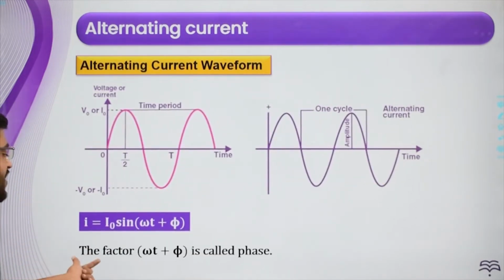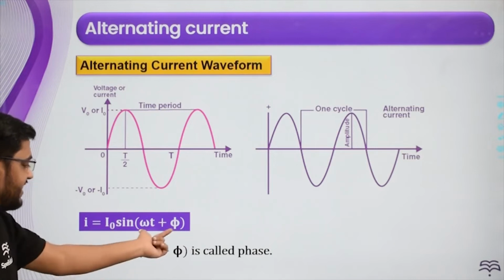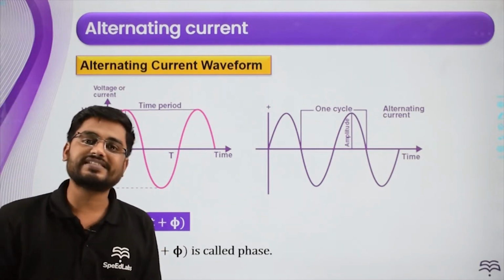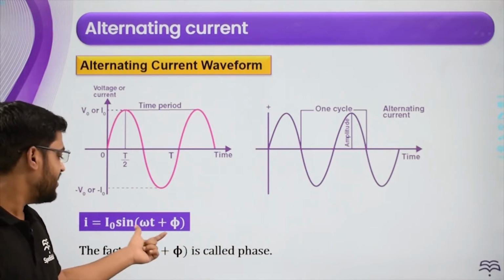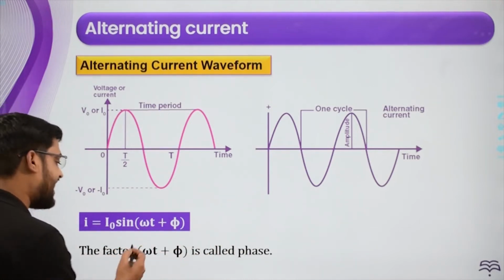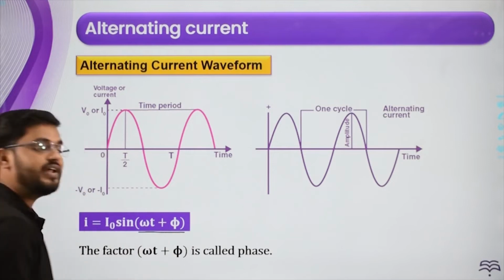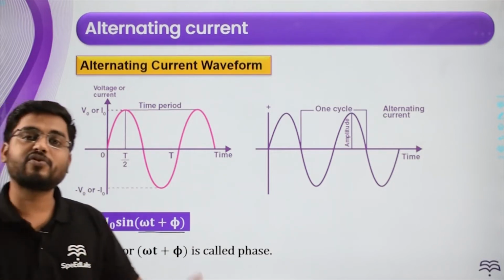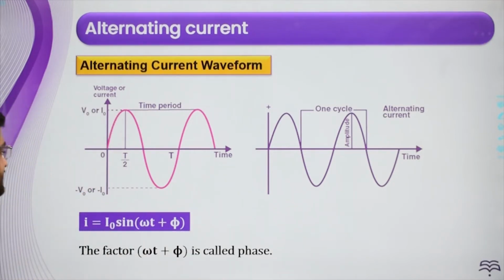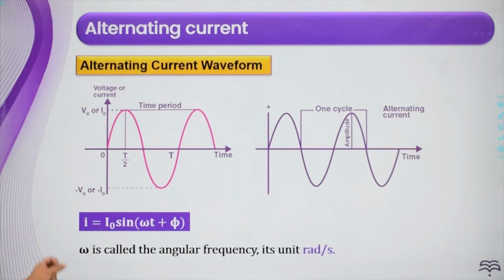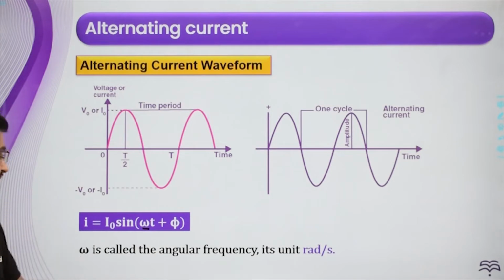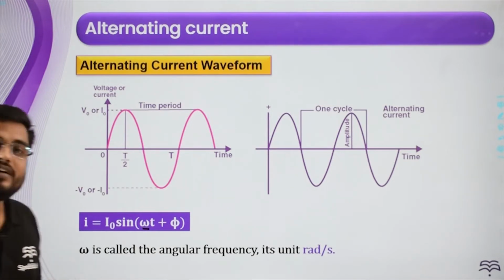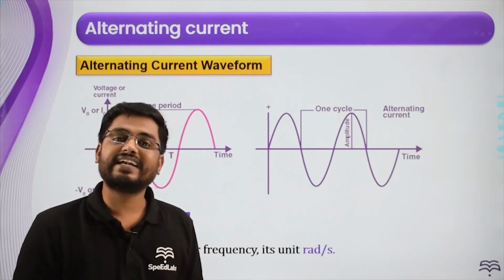And what about the entire angle? This angle, omega t plus phi, we are going to discuss in detail. This angle is known as the phase. So what is our phase? Omega t plus phi. The entire angle inside the sine is known as the phase, or sometimes the phase angle. And omega in this phase is known as the angular frequency. And what about the unit? The unit of angular frequency is radian per second.